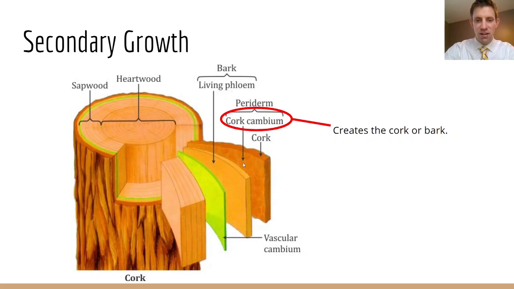It's on this inner layer of the bark right here. This is the cork cambium. And its job is to create the cork, which is just the bark. And that's the type of secondary growth that we see for stems. That's all we'll talk about now for stems. We'll look at woody stems in a bit more detail in our next lesson.